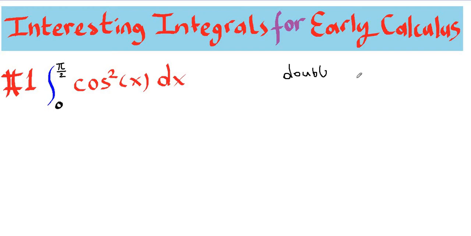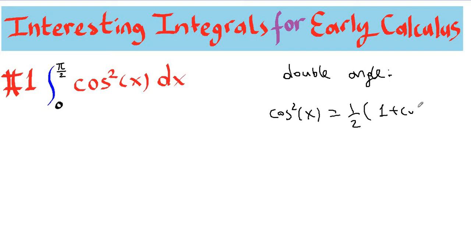So, the double angle identity for cosine squared x is equal to 1/2 times 1 plus cosine of 2x. So whatever angle we have here is doubled here. If we had cosine squared of 2x, then we're going to have 4x here. If we have cosine squared of 3x, then we're going to have cosine of 6x. So whatever we have here, we are doubling.